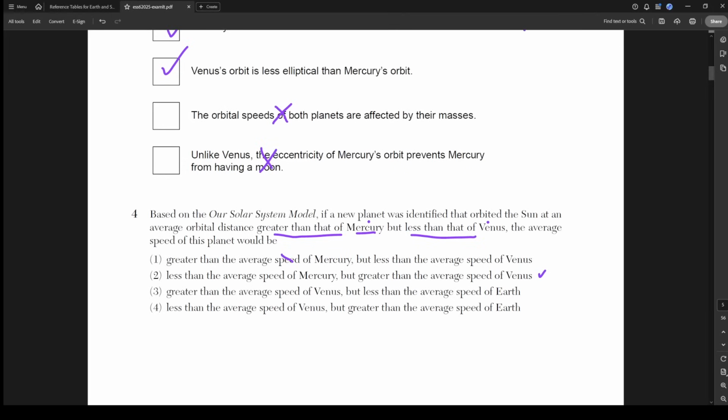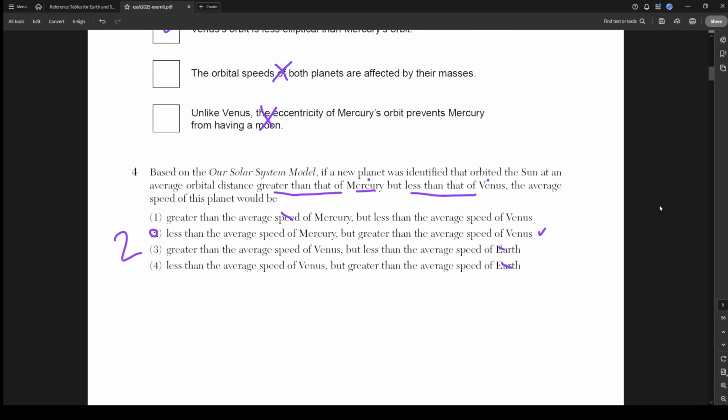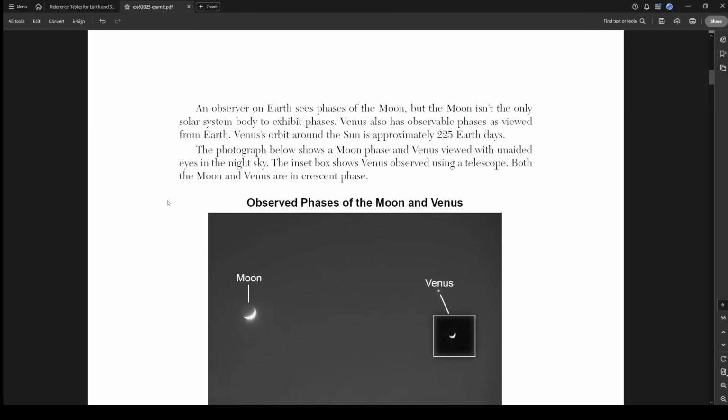Greater than Venus, less than Earth. We're not even anywhere near Earth. So I'm going to rate this the same, because it's another Kepler question. So that's a 3 out of 10. All right, here we go.